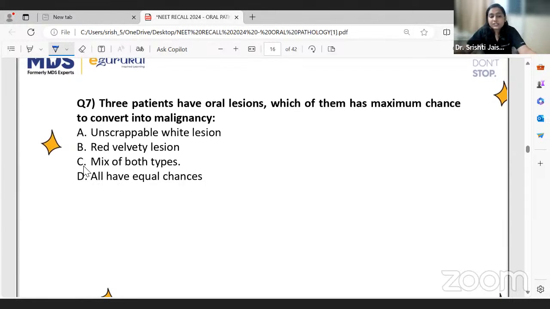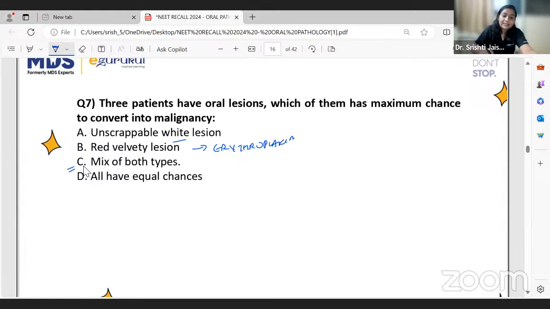Now, 3 patients have oral lesions. Which of them has maximum chances to convert into malignancy? An unscrapable white lesion, so it is generally leukoplakia. A red velvety lesion, they are telling it as erythroplakia. And a mix of both types, all with equal chances.